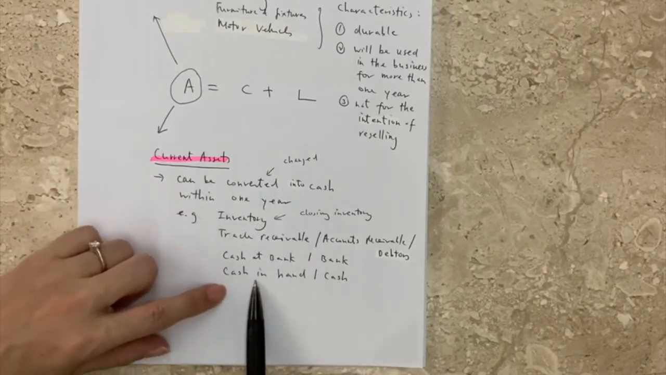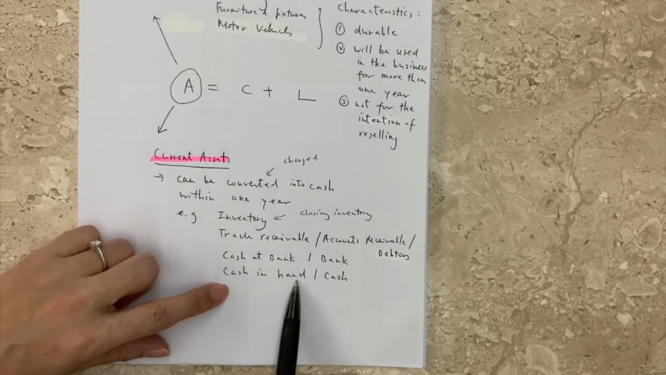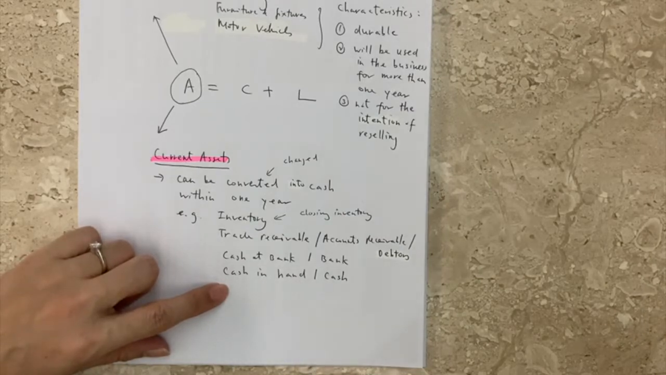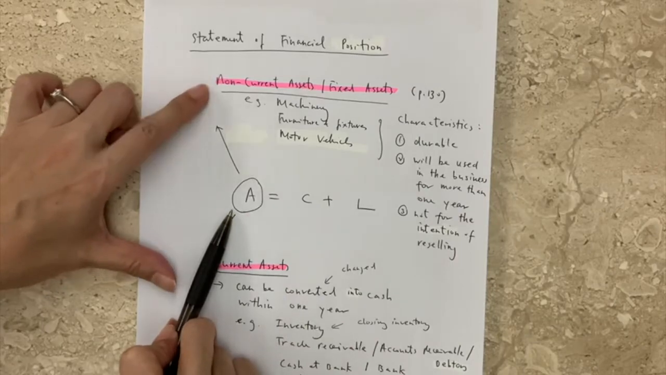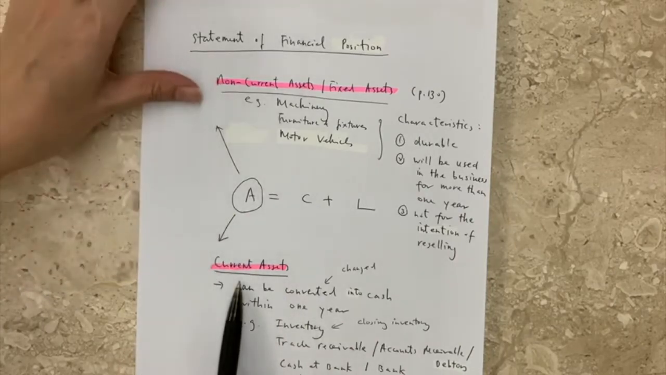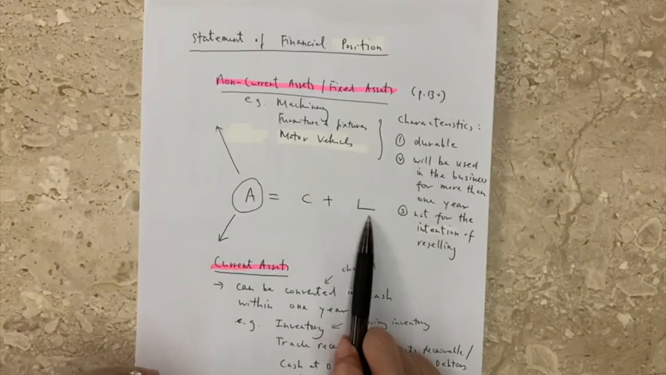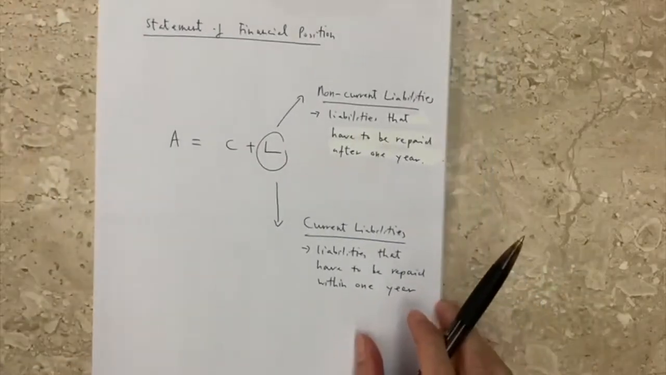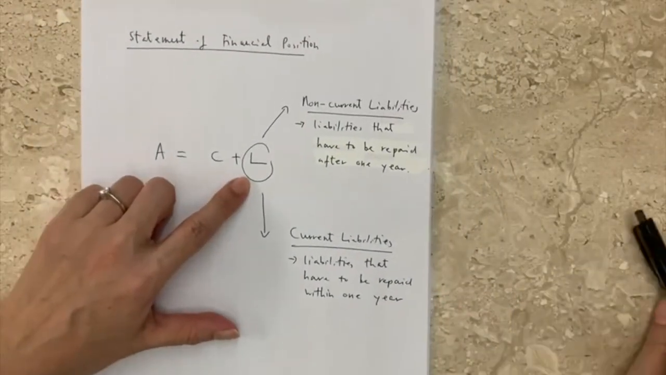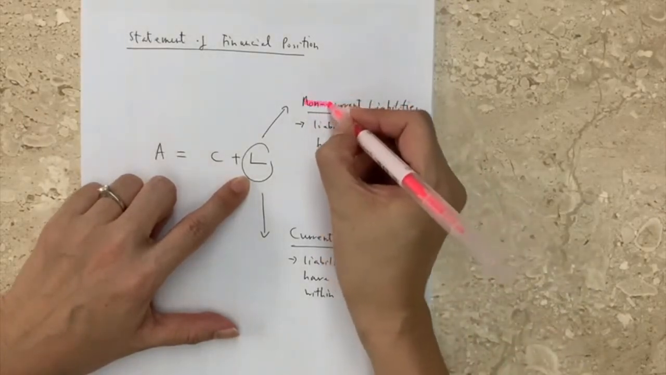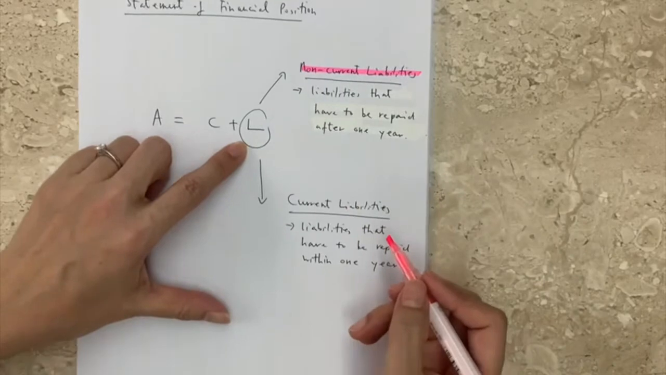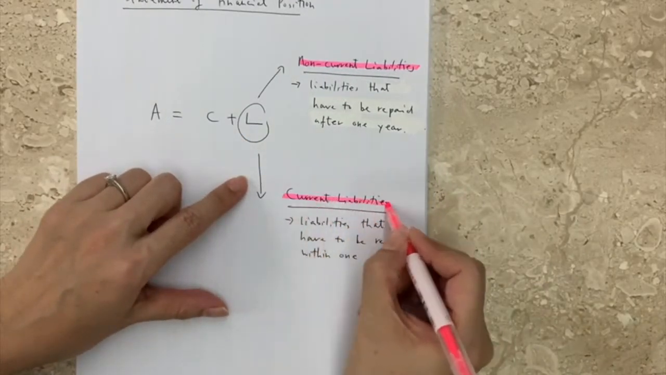And finally, the last item, we have cash in hand, or simply cash. Okay, so for the assets, we have two kinds of assets, non-current assets and current assets. So after that, we come to liability. So here we have two kinds of liabilities. So they are non-current liabilities, and then another one is current liabilities.